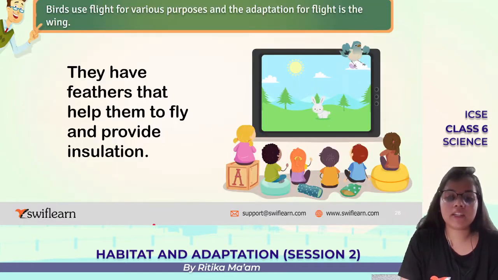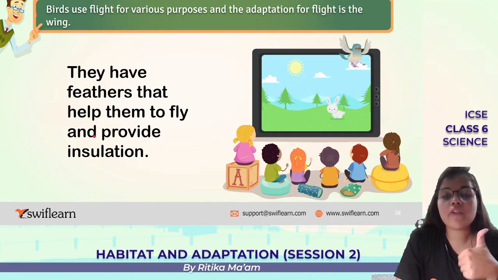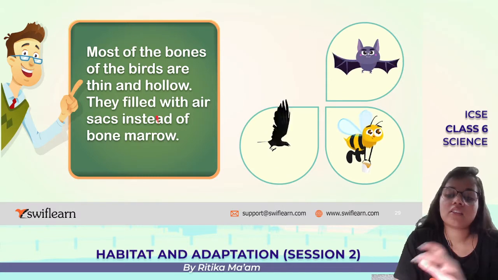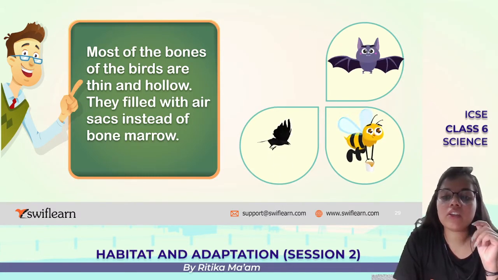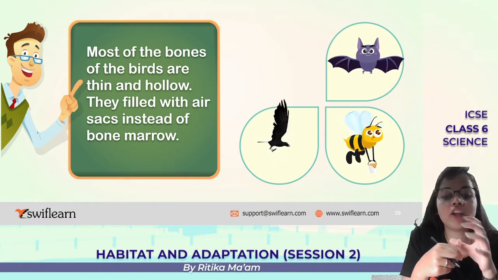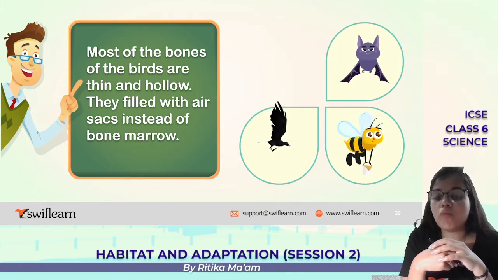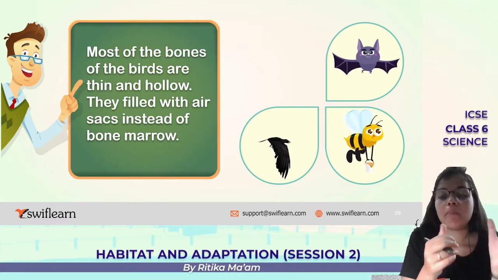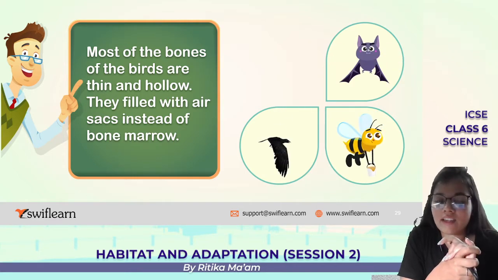Now we are going to talk about the adaptations which allow them to live inside this kind of habitat. First thing, very important, they need feathers for flying. So they have feathers which help them to fly and also provide them insulation. Next, the bones of the birds are very hollow. They are empty from inside, and they are filled with air sacs instead of bone marrow. Now we all have bone marrow inside our bones, but the birds have air sacs.